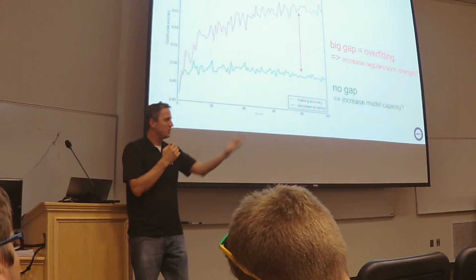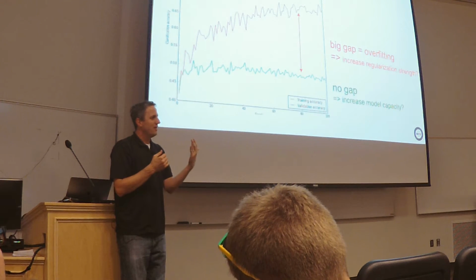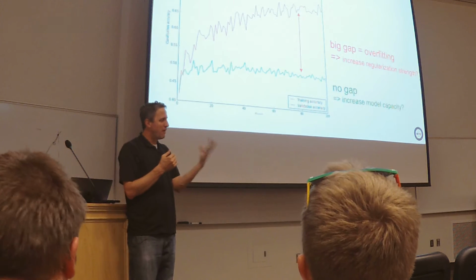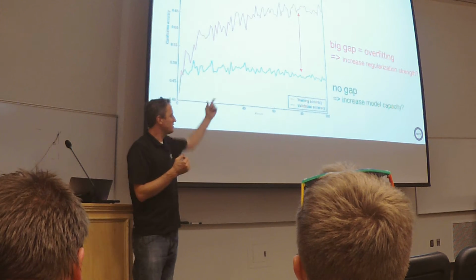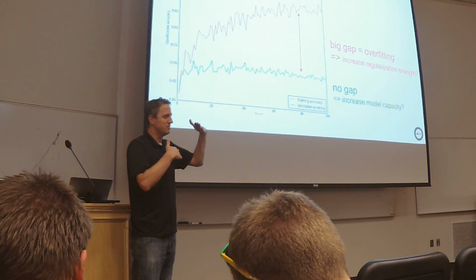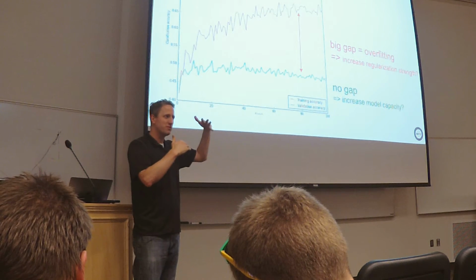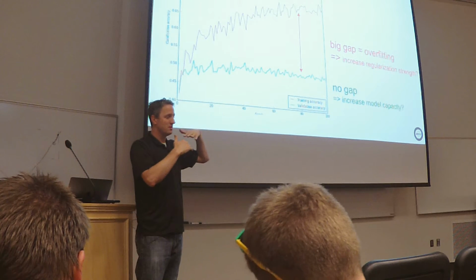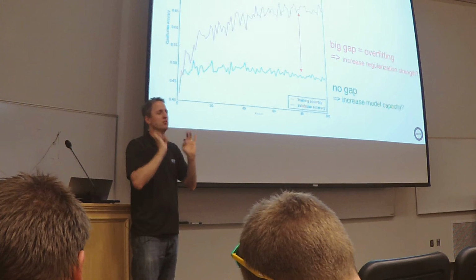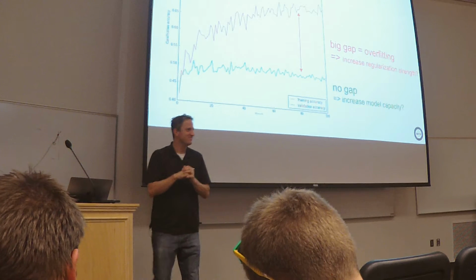Right. So it's sort of a tautology. If our model is powerful enough to overfit, then we should see a gap. If it's not powerful enough to overfit, then we won't see a gap. But if it's not powerful enough to overfit, then maybe it's not powerful enough to do what we want it to do. So do we want to say small gap is good? Tiny gap. Yeah, question.